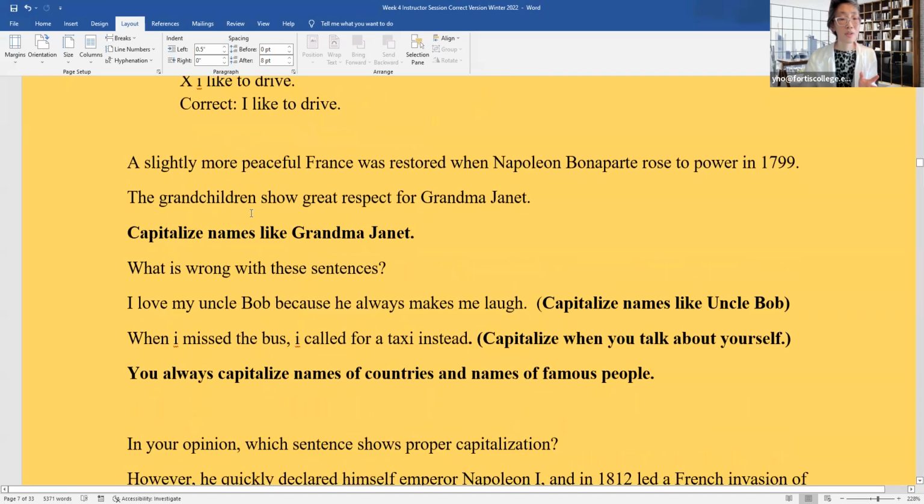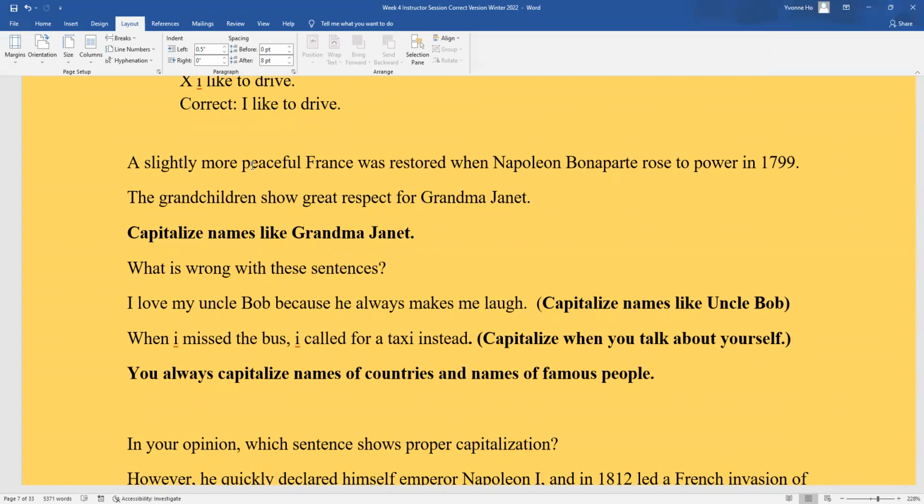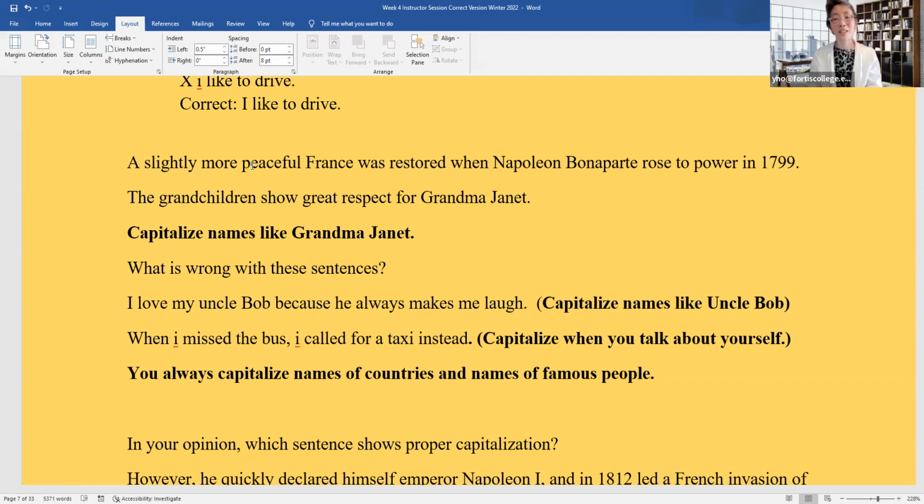And so let's get into, is this a correct or incorrect sentence? A slightly more peaceful France was restored when Napoleon Bonaparte rose to power in 1799. I do believe that is a quiz question. So is this correct or incorrect? Are there any mistakes in that sentence? Lisa, are there any mistakes in that sentence? I don't see any because Napoleon Bonaparte's capitalized. The year doesn't matter. France is capitalized. Excellent. It's completely correct.